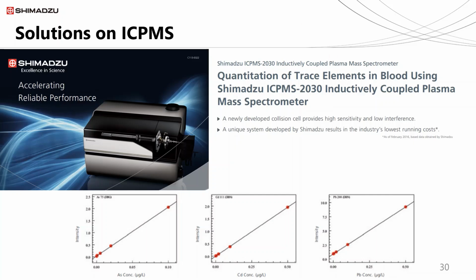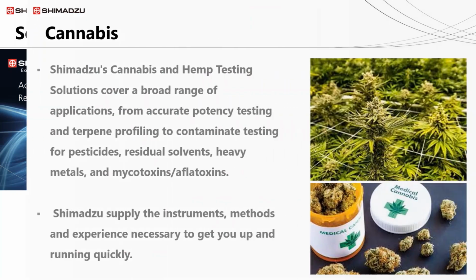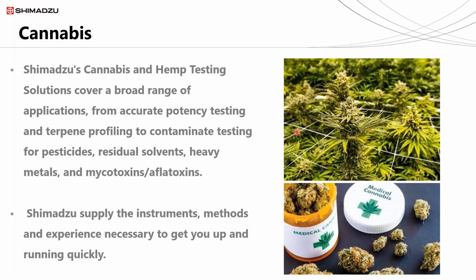Shimadzu has complete solution for cannabis analysis as well, which covers broad range of application from potency testing and terpene profiling. Also, we have a solution to check the contamination from pesticide, residual solvents, heavy metals, as well as mycotoxins as well.